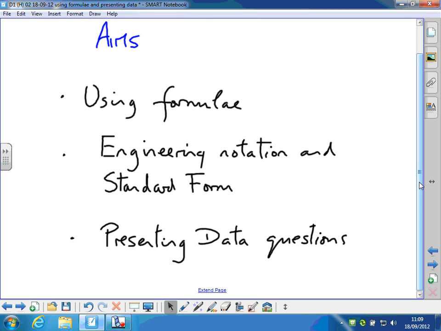So aim of today, a bit more on using formulae and making sure we've got this idea of engineering notation and standard form down, this idea of writing very big and very small numbers and using big and small numbers in formulae. So we're going to spend a bit of time doing that, and I'm going to give you a chance to have a go at some questions. And then we're going to look at these presenting data questions just to check everybody's happy with that, and I've already had some in. So I'm going to spend about half an hour maybe having a look at these, and then give you a chance to have a go at some. So those are the aims for today.